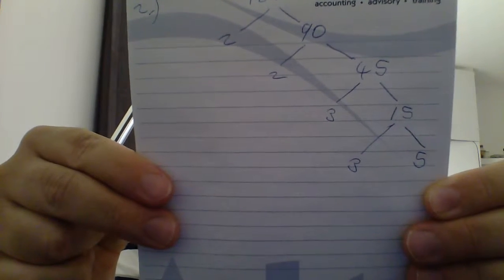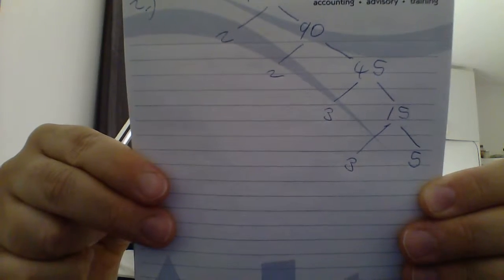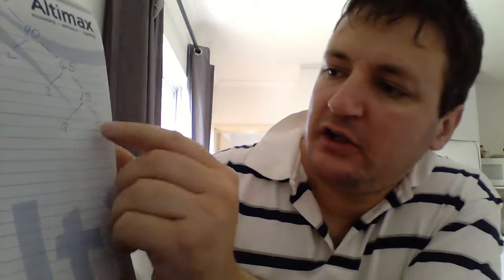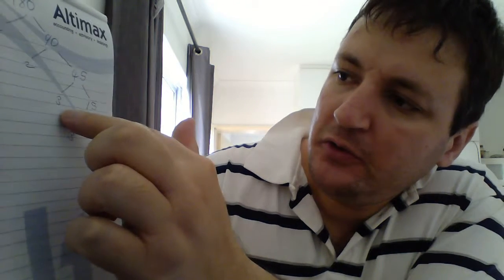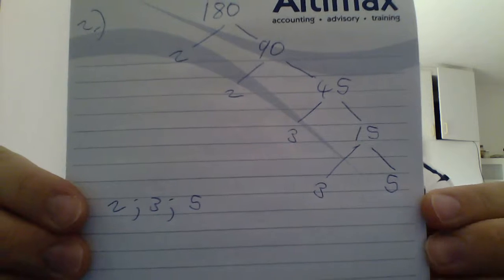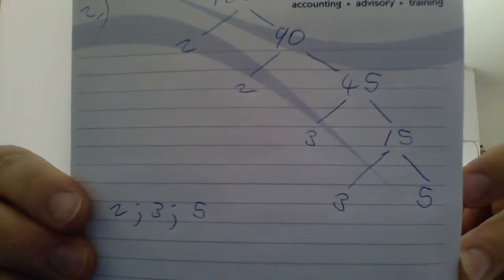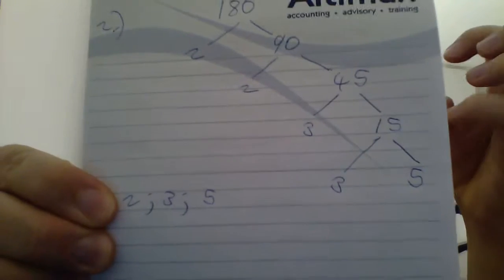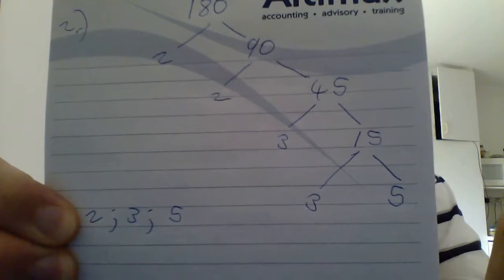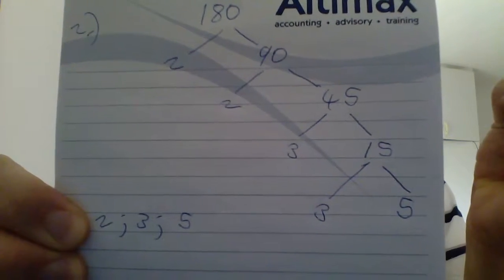No. So what are the prime factors? It's obviously 2, 3, and 5. The prime factors are 2, 3, and 5. In other words, they're not asking you for all the factors, only the prime factors, which can only be divided by themselves and by 1.